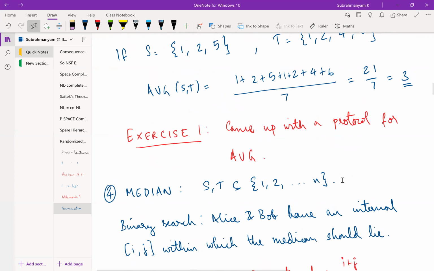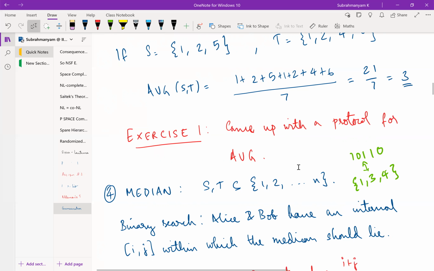If S and T are subsets of 1 to N, I can equivalently have a representation in terms of binary strings. For instance, let's say 1 0 1 1 0, a 5-bit string, has a correspondence with the set 1, 3, 4, because the first, third and fourth bits are ones, and the second and fifth bits are zeros. So there is a correspondence between n-length binary strings and the subsets of 1, 2, 3 up to n.